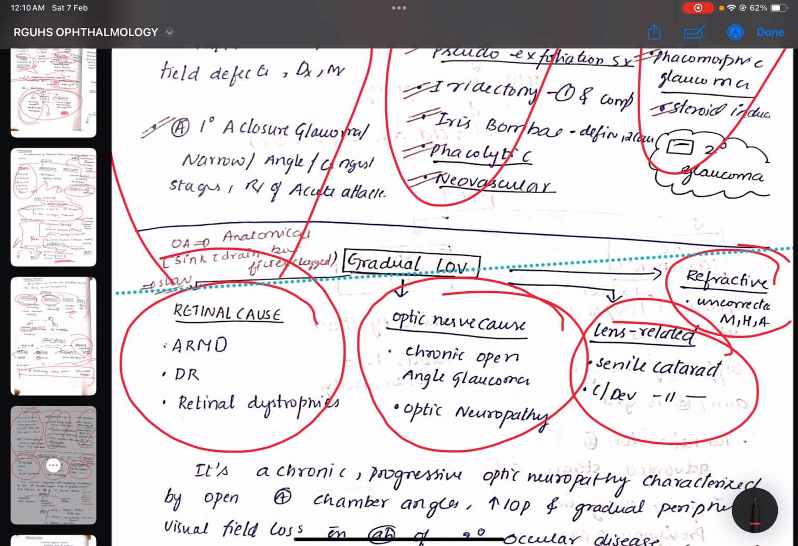Now what are the causes of gradual loss of vision? If you ask me, these are the causes. CRAO or CRVO is sudden loss of vision, but gradual loss of vision is ARMD and DR. What is ARMD? Age-related macular degeneration, or diabetic retinopathy, or retinal dystrophies like retinitis pigmentosa. And these are the optic nerve causes, for example chronic open-angle glaucoma or senile cataract. And these are the refractive things.